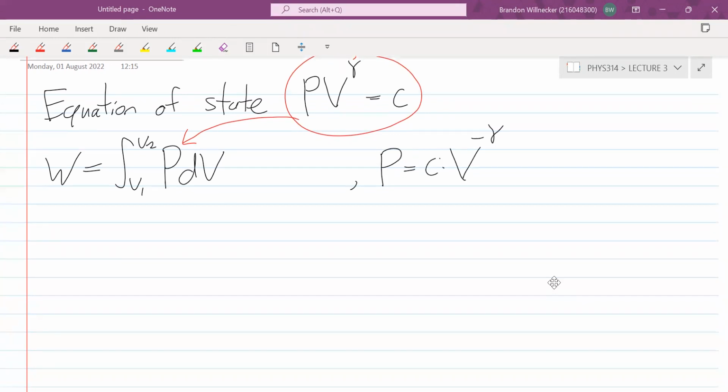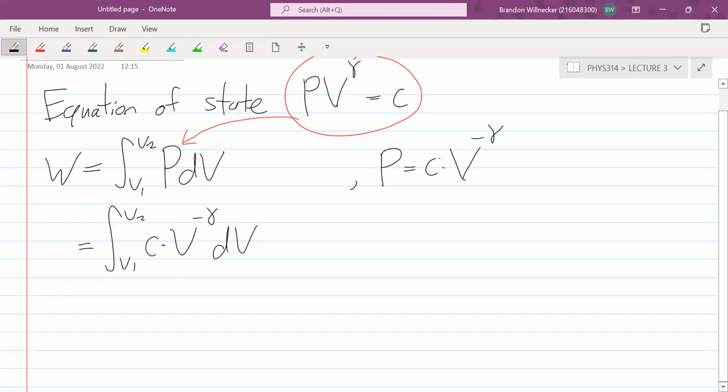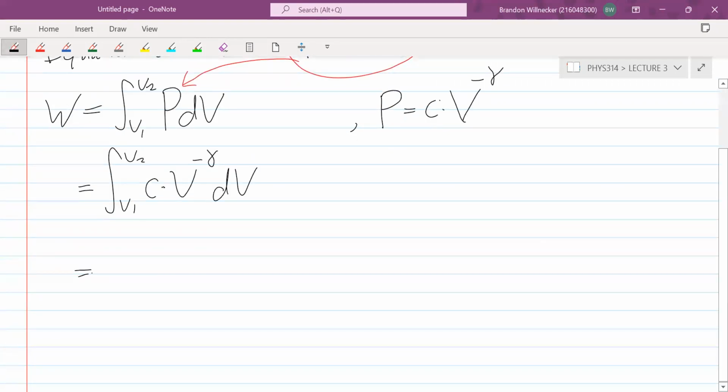So we can sub that in. This is going to be equal to the integral from V1 to V2 of C times V to the minus gamma dV. Now everything's in terms of V, we can just integrate as normal. So this is going to be C times V to the minus gamma plus 1 over minus gamma plus 1. That's the antiderivative, evaluated from V1 to V2.